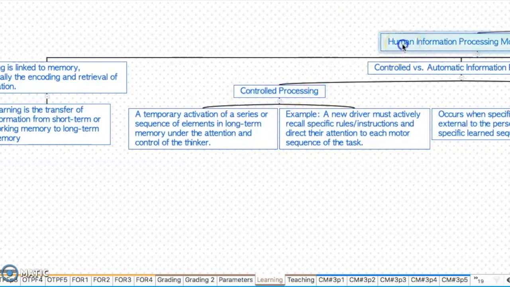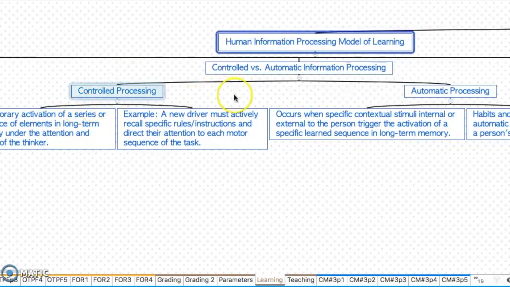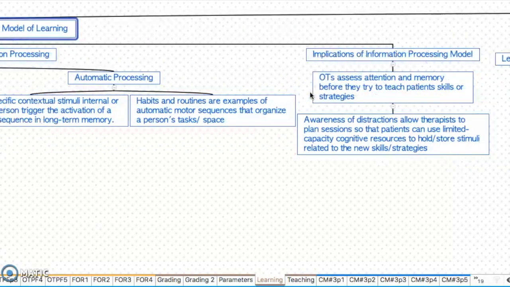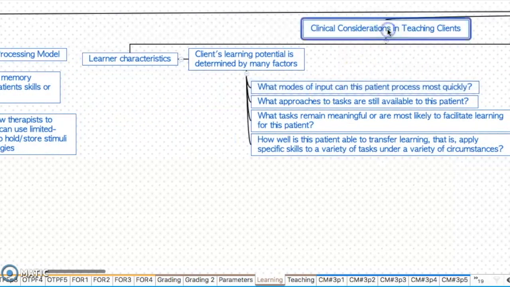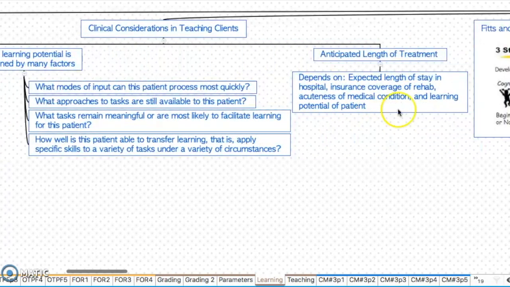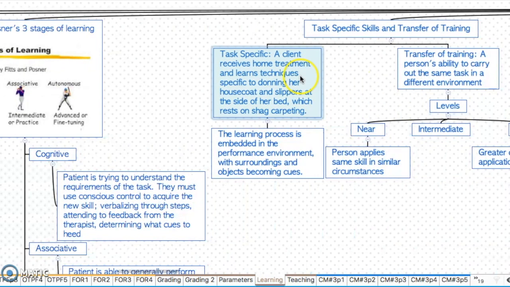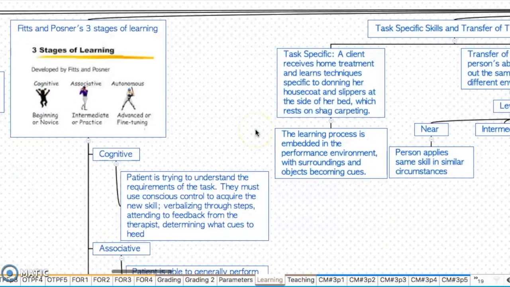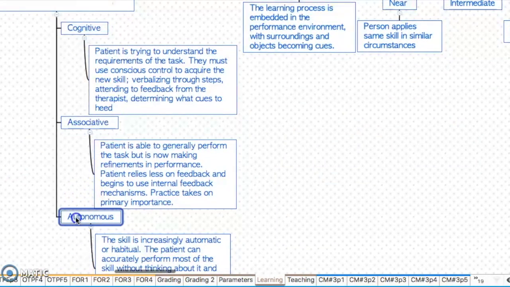Here we have information on the human information processing model of learning, which includes controlled and automatic processing, and implications of the model. We have information on clinical considerations when teaching clients activities. We have information on task-specific skills and transfer of training, and the different levels associated with it. And also the different stages of learning, which are cognitive, associative, and autonomous.